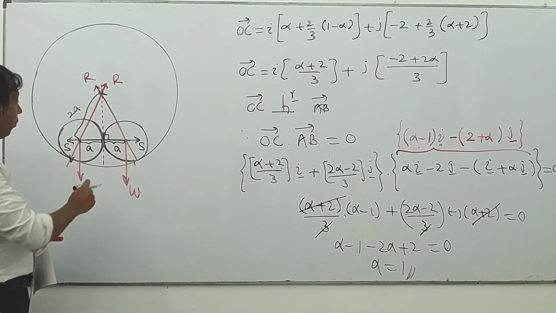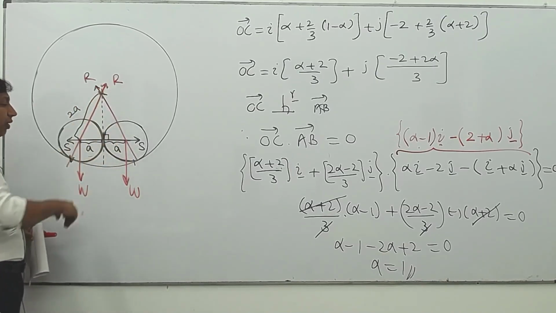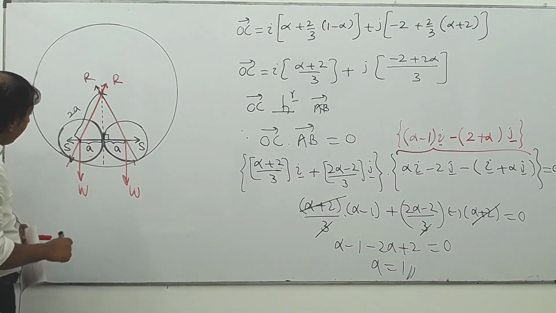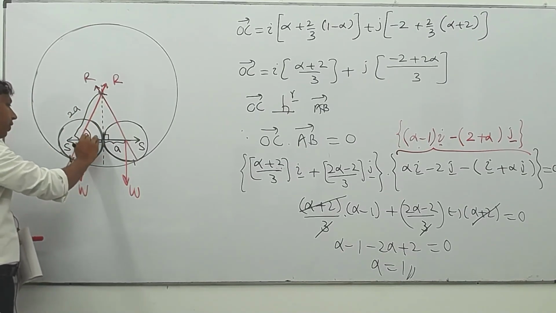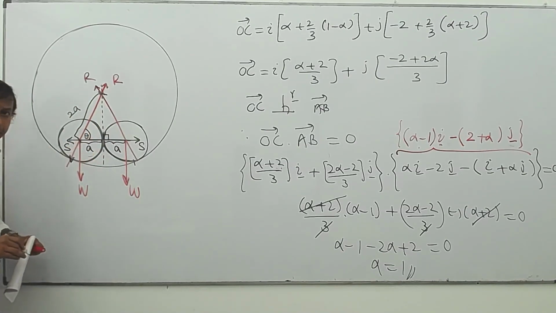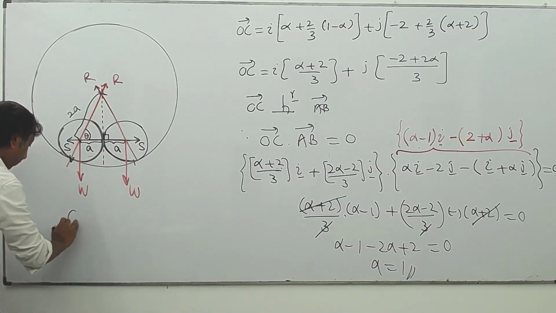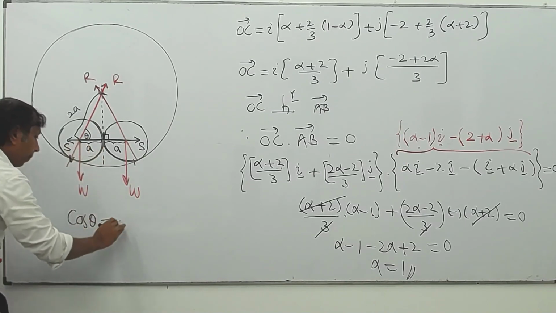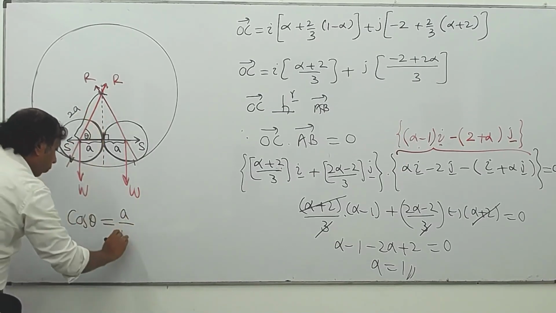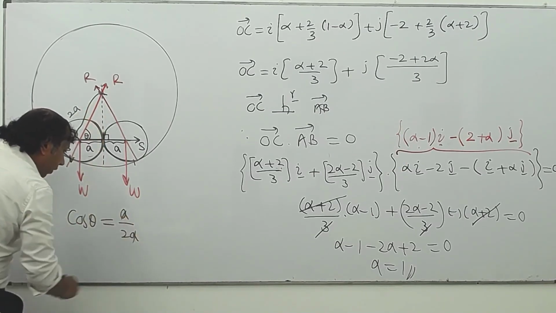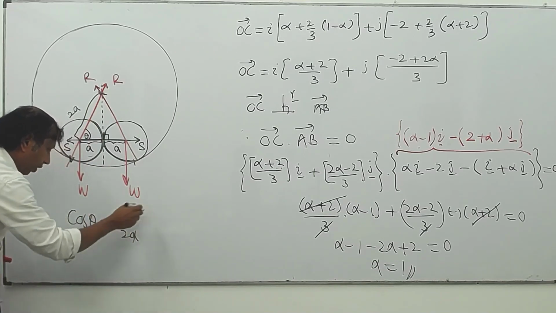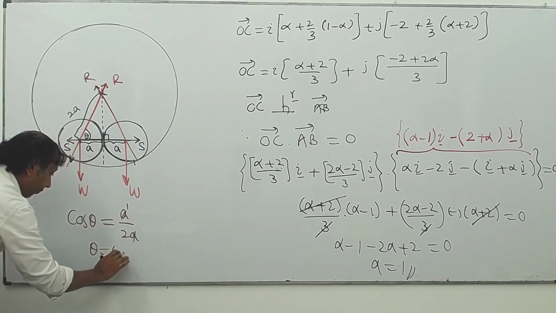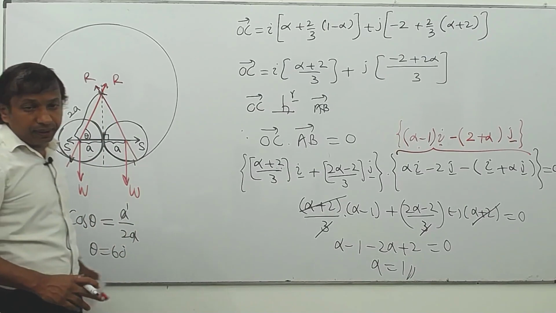Now what is being asked? We have to show the relation between S and R. If I take this angle as theta, can someone tell me what is cos theta? Adjacent side A, hypotenuse 2A. This 2 we can cancel down. We get half. Cos theta half means theta is 60.